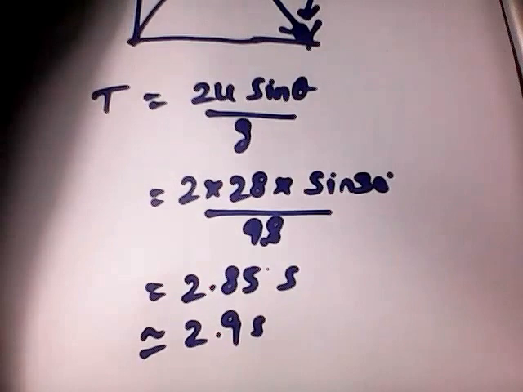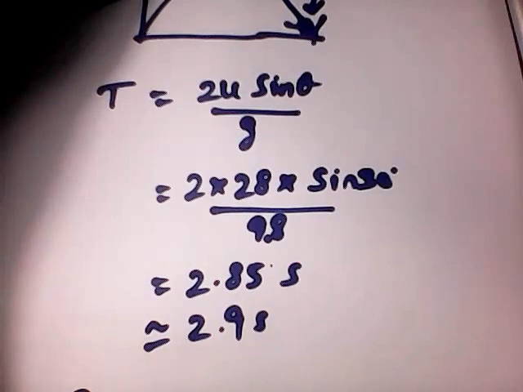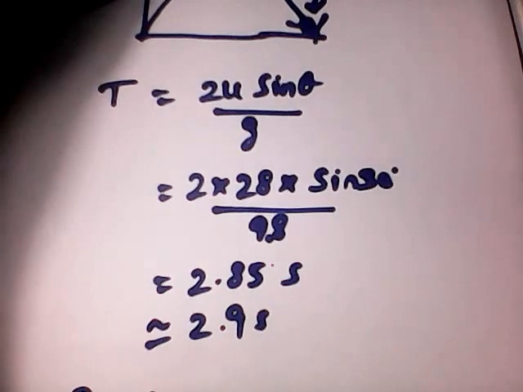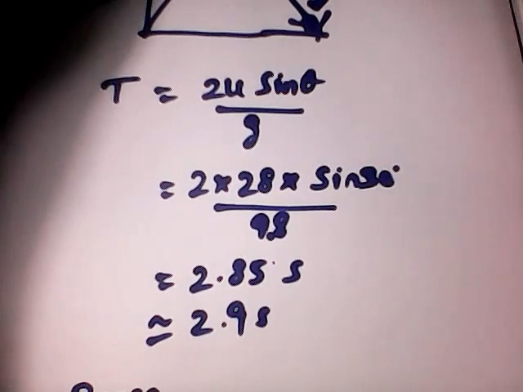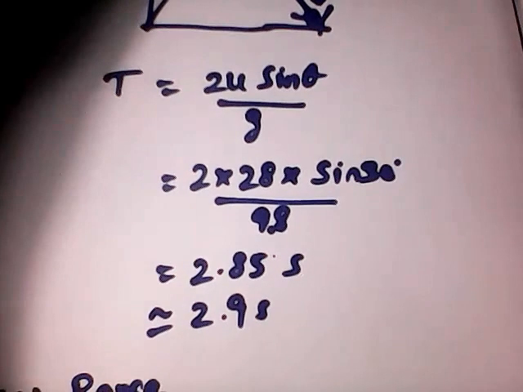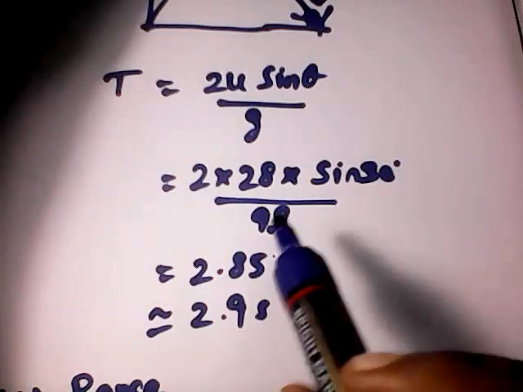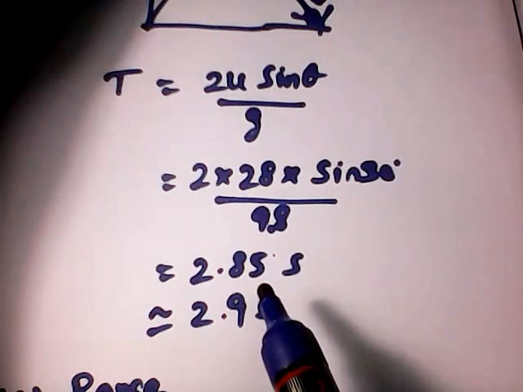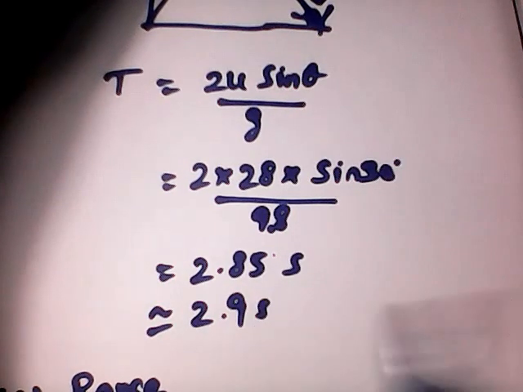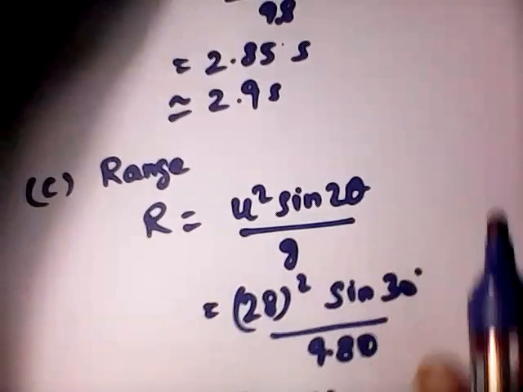I repeat once again. They are asking the time to reach the same level on the other side. So it is the total time of flight t. The formula you know is 2u sin theta by g. Then the value comes to 2 into 28 into sine 30 degree by 9.8, which comes to 2.85 seconds. So we round it to 2.9 seconds.